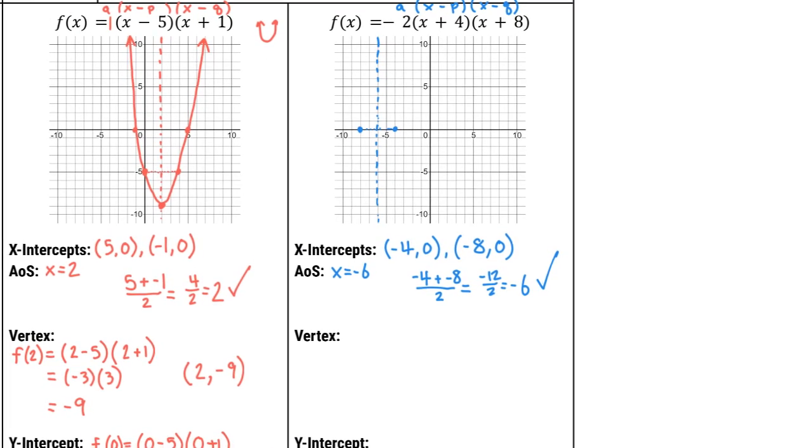Scrolling down just a little bit. We're going to do our vertex next. So we're going to do the function, and we're just plugging in the axis of symmetry. So we're going to do negative 6 here. And wherever we see x, we're going to plug in that negative 6. So negative 6 plus 4, and again, negative 6 plus 8. Let's just simplify this. We got negative 2 times, let's see, negative 6 plus 4 is negative 2. Negative 6 plus 8, that is positive 2. Negative 2 times negative 2 is 4. And 4 times 2 is 8.